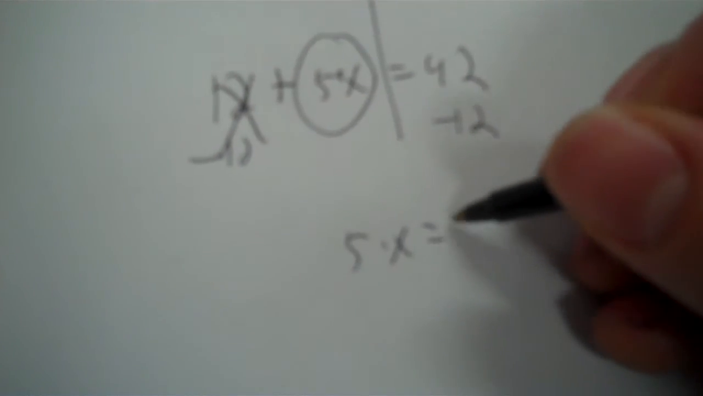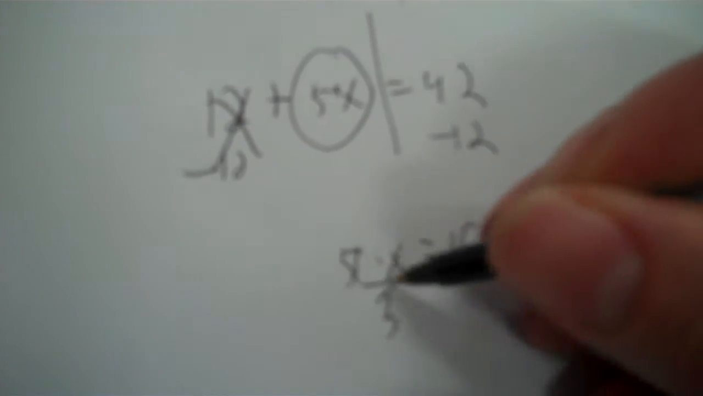So plus and times. Highlight the times. So minus 12. Minus 12. That's 30. Divide by 5. Divide by 5, x equals 6. Now go to where your x is at and put 6. 6 Butterfingers.